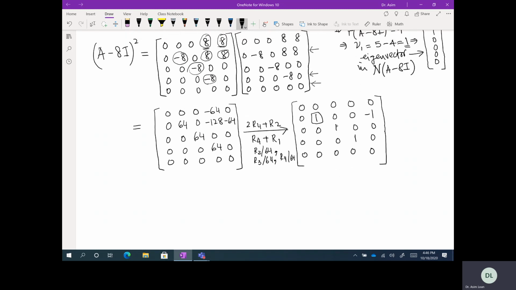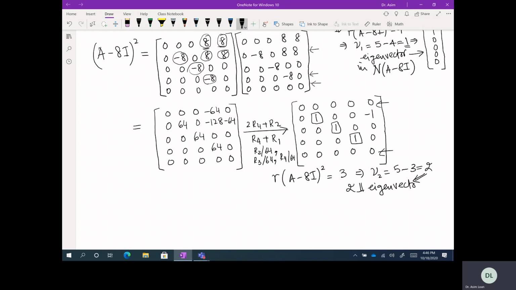I have one pivot here. I have one pivot here, two. I have two pivot here. I have a row of zeros. So the rank of A minus 8I squared is 2. This implies the nullity of this one is 5 minus 2. Sorry, 1, 2, 3. This is 3. I'm sorry. This is 3. So nullity here is 5 minus 3, which is equal to 2, and this implies there are 2 independent eigenvectors. Very good.